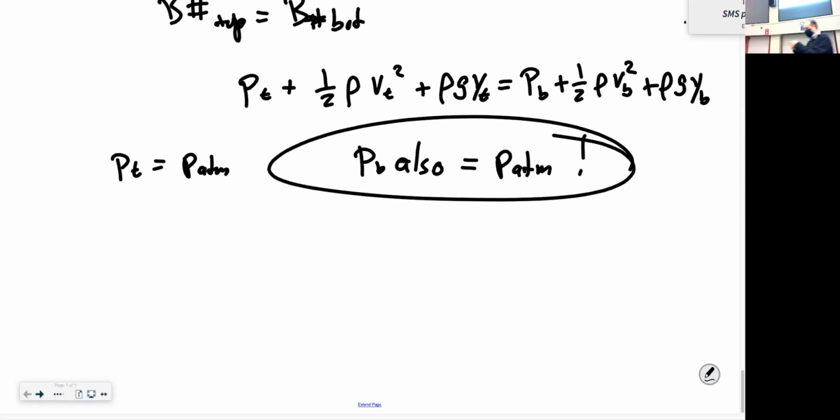Did that answer the question? Yeah, absolutely. Okay, great. So now that we know that, we can start to make some headway on this problem. Basically, these are both P atmosphere and they go away.